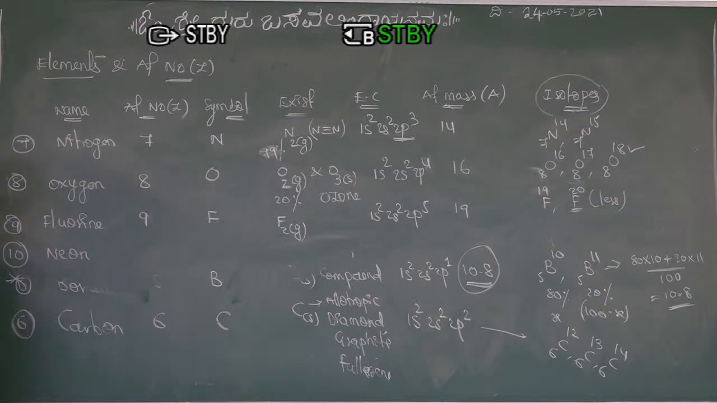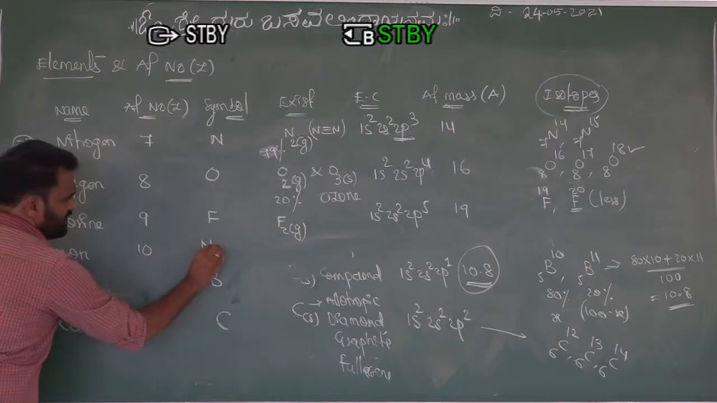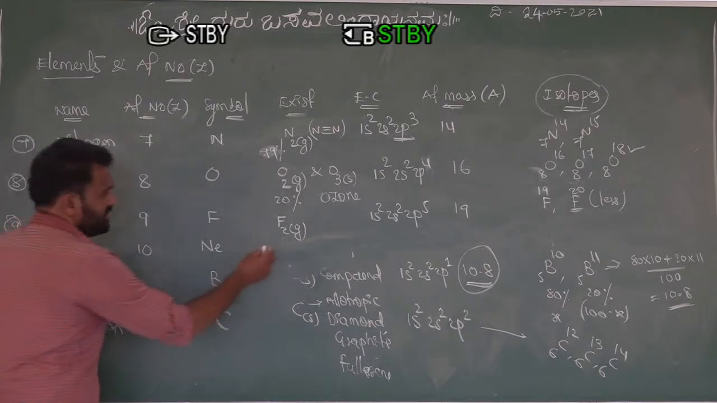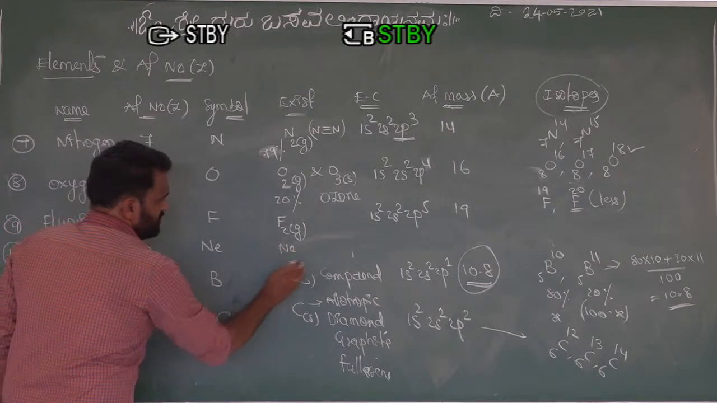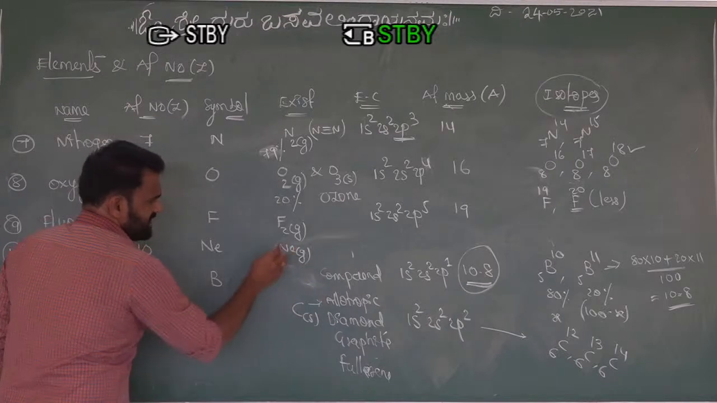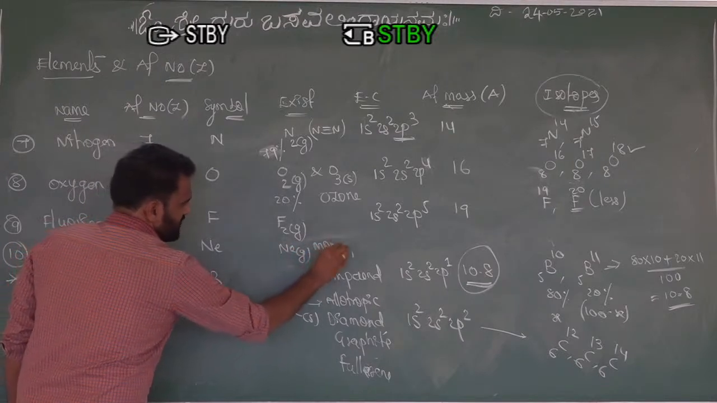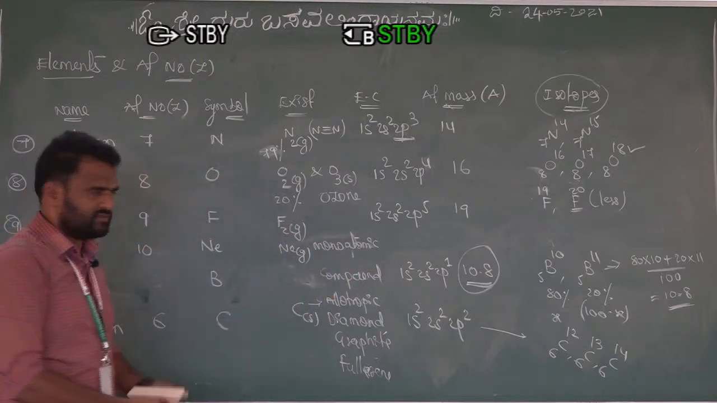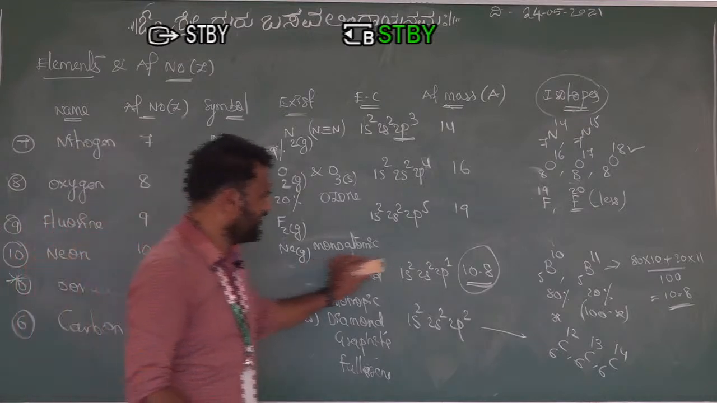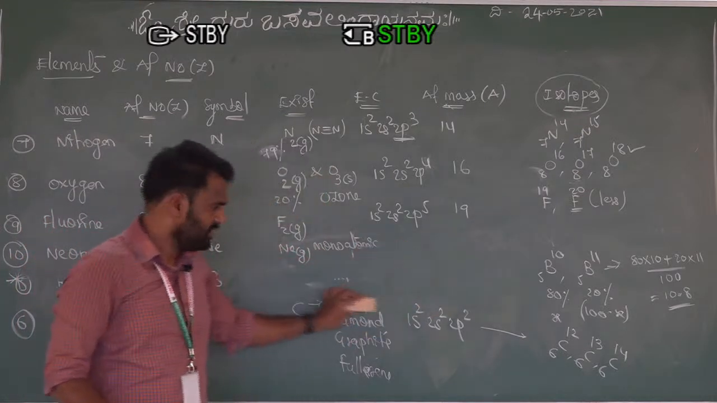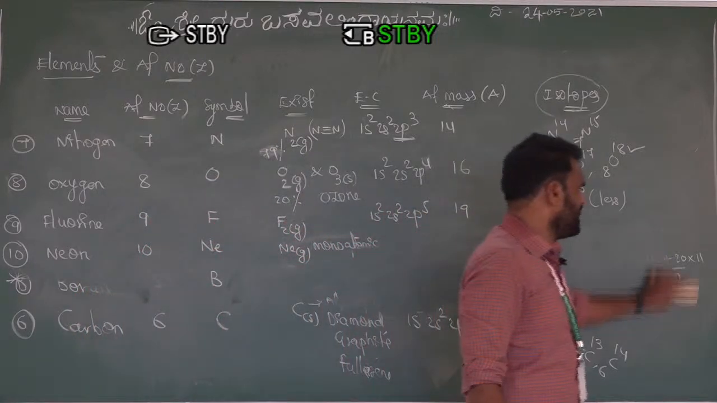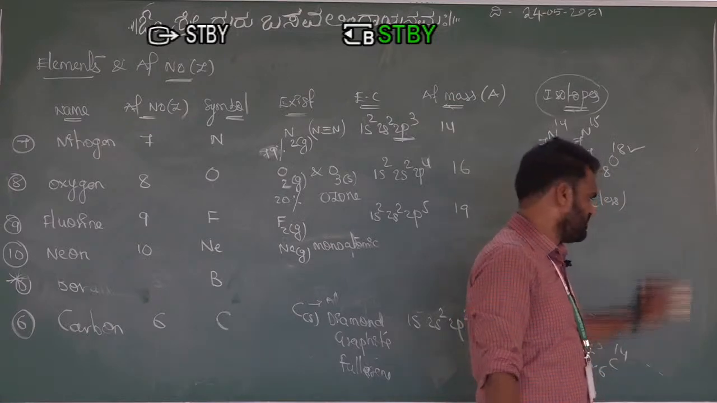So neon is one element, its atomic number is 10, and the symbol of neon is Ne. Neon exists in a monoatomic, gaseous state. So what is monoatomic? It will not combine with any other atoms. Why? Because neon itself is a highly stable atom. In its elemental state itself, it is stable. So that's why it will not undergo any bonding with other atoms, same or different.